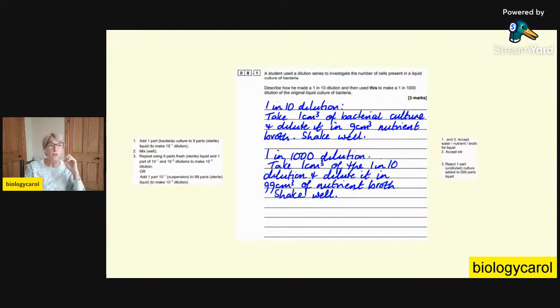Okay, so here is the mark scheme, and this is where I got the marks. Notice there was a mark for just "shake well", rather handily.